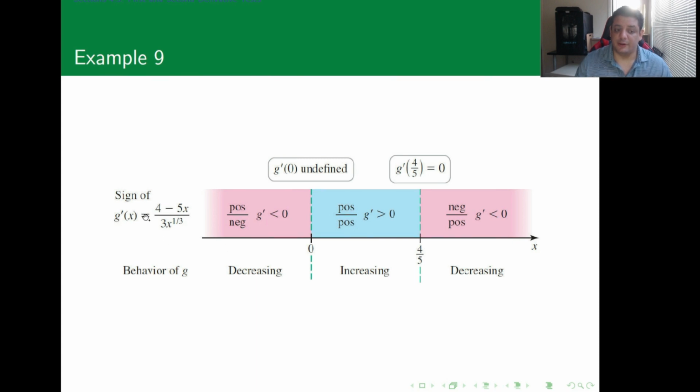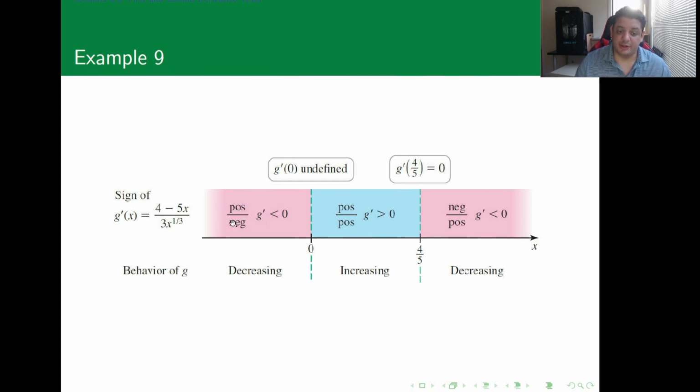The one where it's 0, which is 4 over 5, and the one where the derivative is not defined, which is 0. Now, looking at the intervals, we can test with values: from minus infinity to 0, then from 0 to 4 over 5, and then from 4 over 5 to infinity.